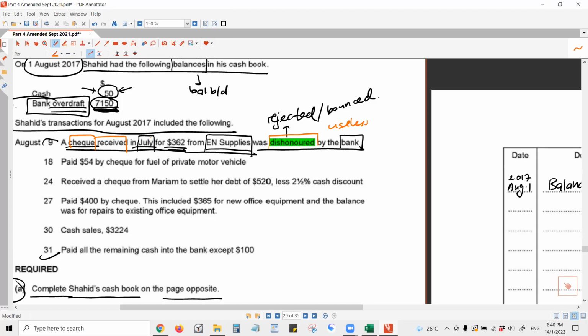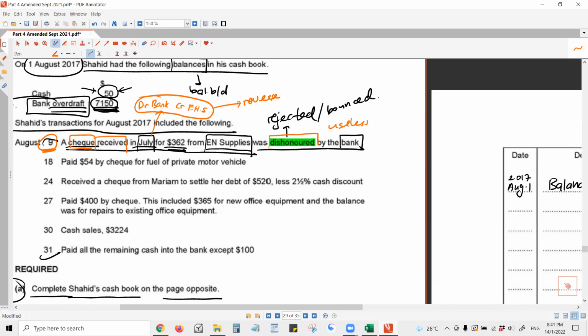So in July, what did you do? At that time, when you received the check, what would you do? You debit bank, agree? You debit bank at that time in July because you received a check, then you credit EN Supply. At that time, this is what you did. And right now is August 9. On August 9, you receive the news that the bank rejected the check. You are going to reverse the transaction, because the check is useless. Therefore, you reverse the transaction.